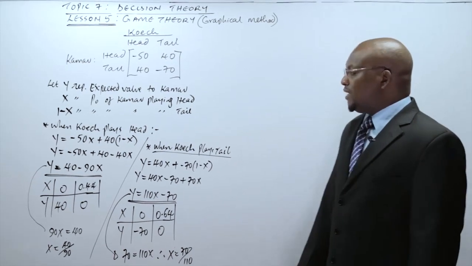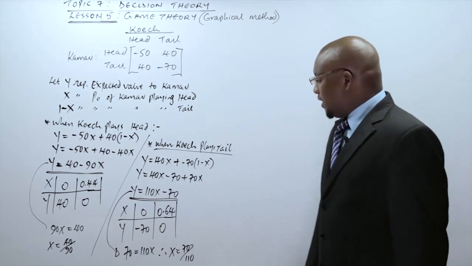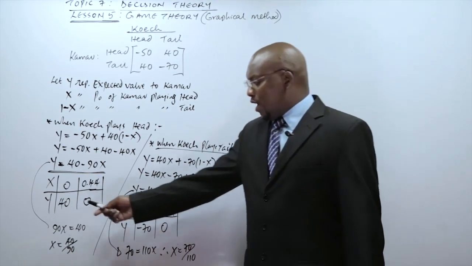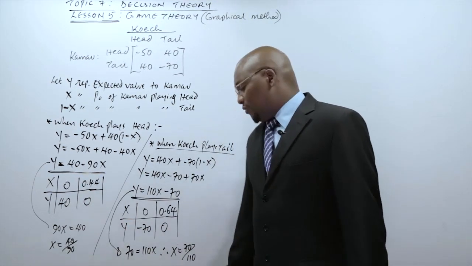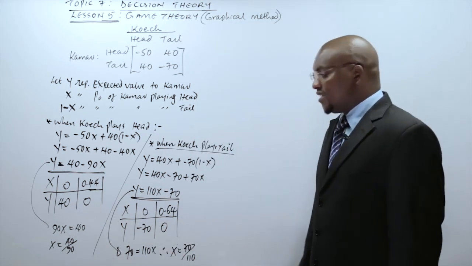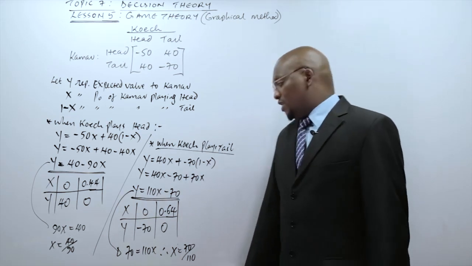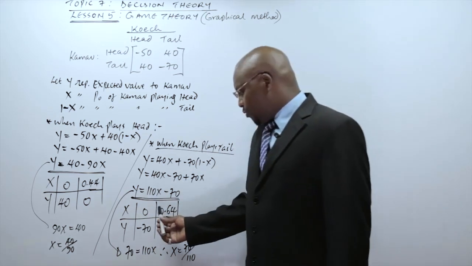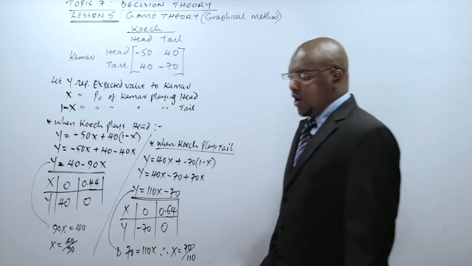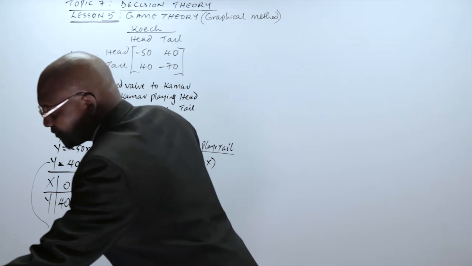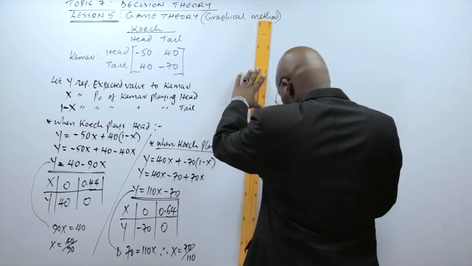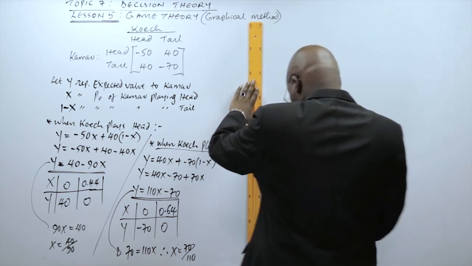Now, how to develop the scale? On the y-axis, the highest value of y is 40 and the lowest value is negative 70. That means we can be sure that we'll have positive values and negative values on the y-axis. On the x-axis, the highest is 0.64, the lowest is 0. So therefore we'll be having only one side. So assuming that now this is my Cartesian plane, we have this as the values.